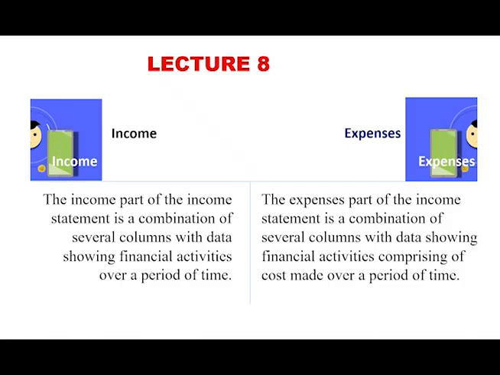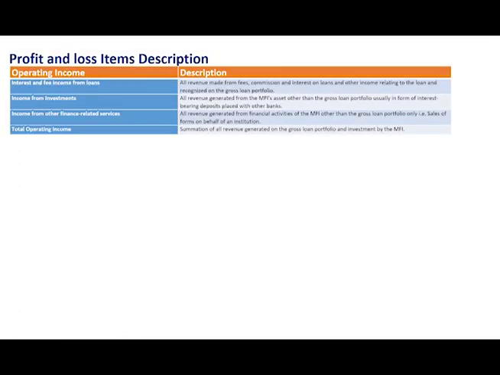The profit and loss items description. This table highlights the items and the corresponding descriptions relating to the profit and loss for an institution. We would be looking at two tables that would help us understand their roles, what they do, and their corresponding description. First, we look at the operating income.